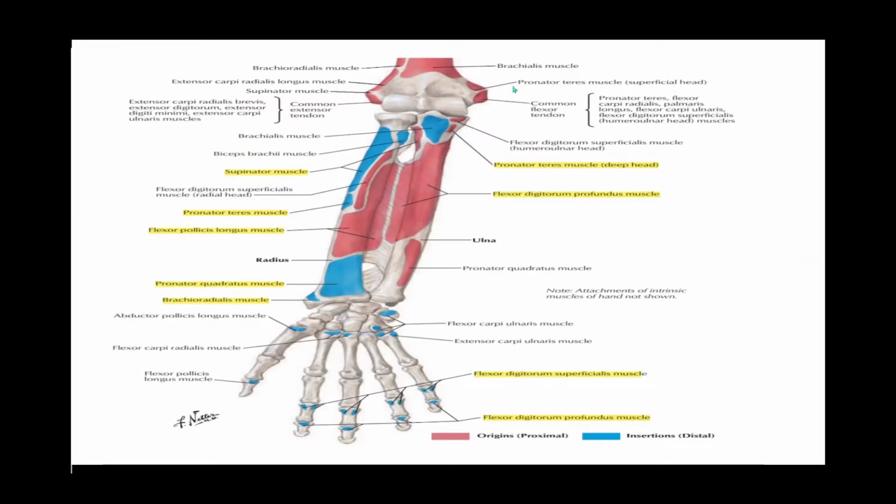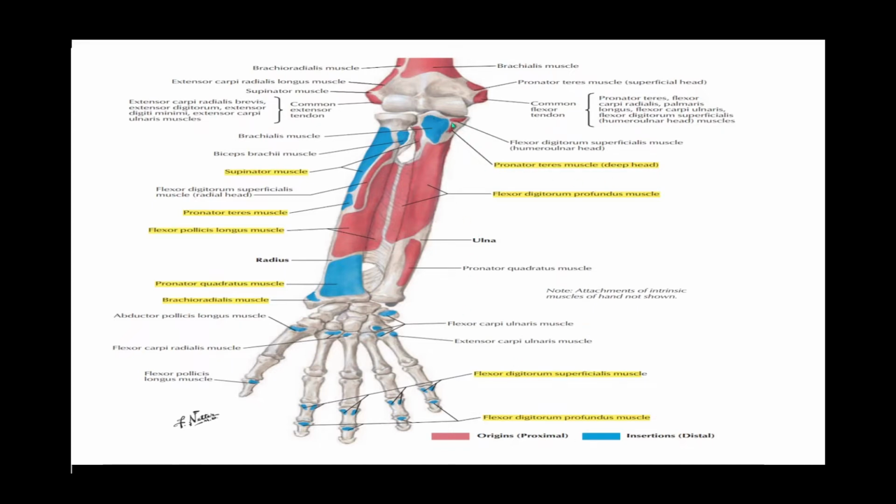So the superficial head of the pronator teres comes from the medial epicondyle just above the common flexor origin, or the common flexor tendon. And then the deep head comes from the coronoid process of the ulnar bone. That's the ulnar bone, and that's the radius. The coronoid process is actually quite wide, because in the previous video we learned that the brachialis muscle inserts into the coronoid process of the ulna and also into the ulnar tuberosity.